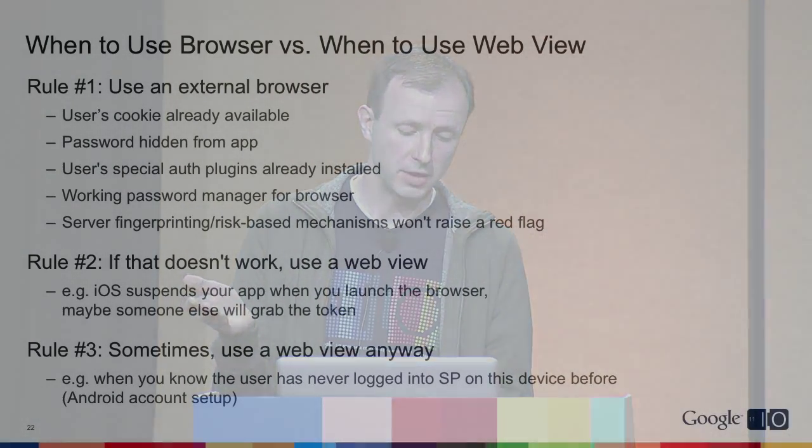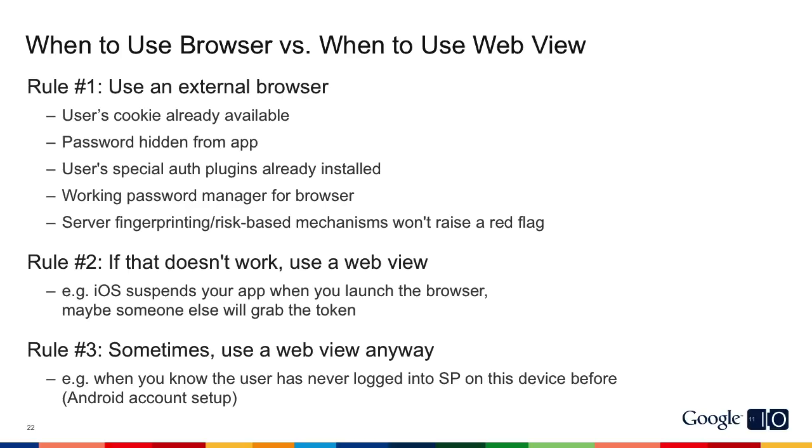Rule number two, if that doesn't work, use a web view. Why might it not work? For example, on iOS, if you launch an external browser, your application gets put to sleep, and you don't really get a guarantee that it's ever woken up again. In addition, there's no back button on iOS. If the user decides they didn't really want to go there, they want to go back, there's no good way to go back to the native application. Because your application is put to sleep, the way it gets woken up is by registering a URL and handling that URL, but there's no guarantee that there isn't some other app that also registered the same callback URL. So maybe some other app will end up with your OAuth tokens.